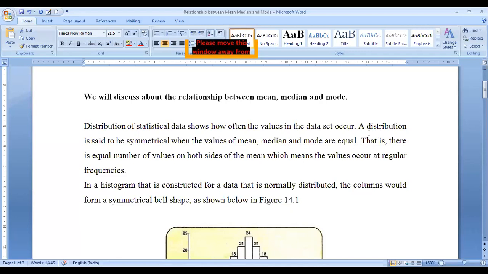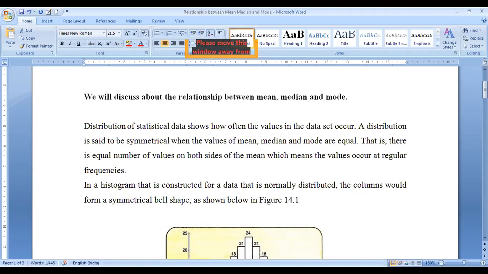For example, if somebody asks what a symmetrical distribution is: if the mean value, mode value and median value are equal, the data set is called a symmetrical distribution. If the mean, mode and median values are not equal, the data set is called an asymmetrical distribution. In a symmetrical distribution there is an equal number of values on both sides of the mean, which means the values occur at regular frequencies.